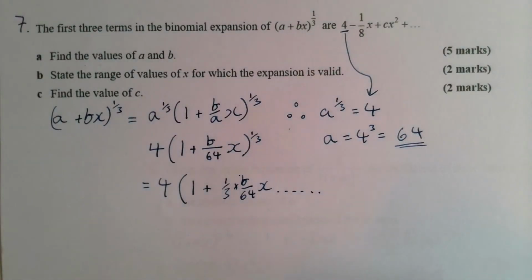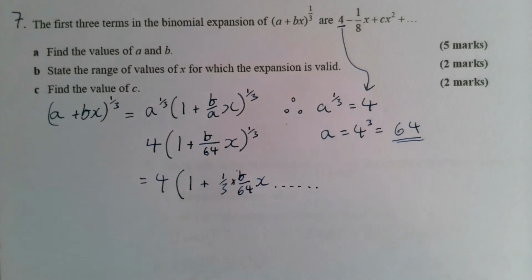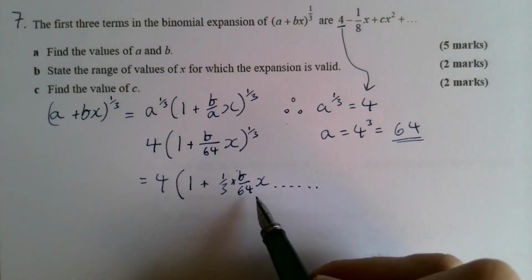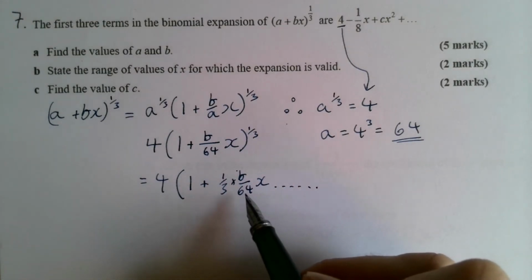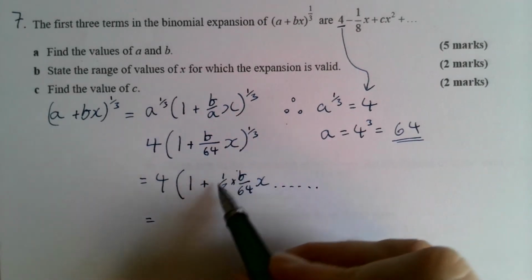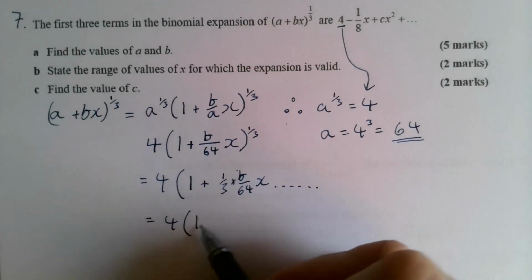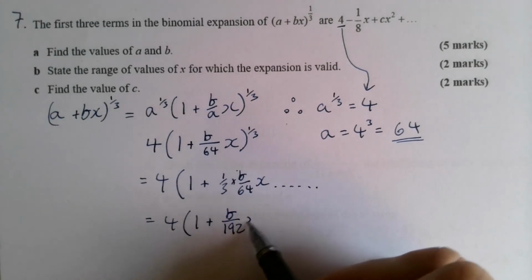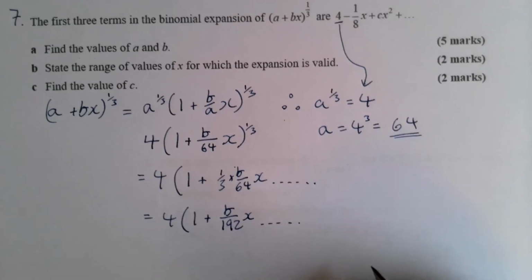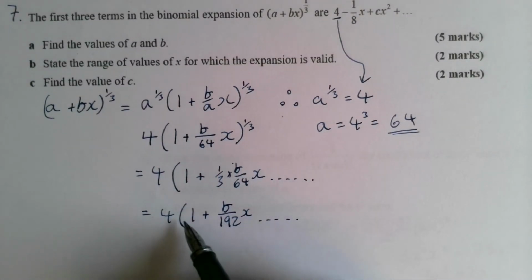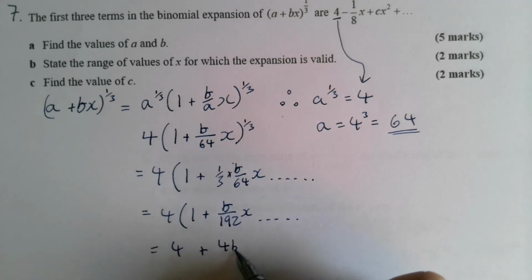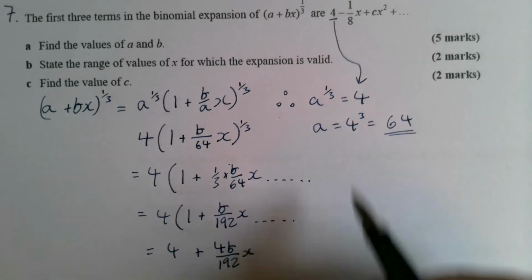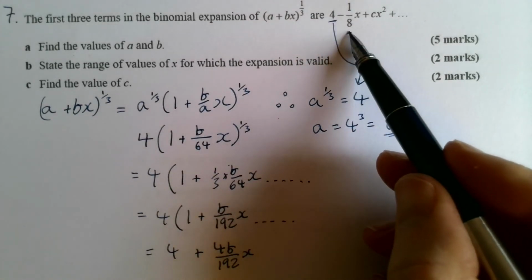Let's not worry about the x squareds because we don't need to. What we do know is that once we'd sorted out what this was, well, let's sort it out a little bit. So that's going to be b over 3 times 64, or 192. Once we knew that, we would expand this to give us 4 plus 4b over 192x, and that is what they're telling us up here.